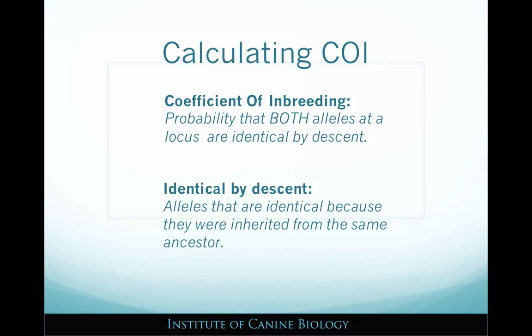Today we're going to talk a little bit about how to calculate the coefficient of inbreeding. And although you're never going to have to do this yourself because most pedigree software will do it for you, it's important to know how it's calculated because that will help you understand what it means. If we go back to the definition of inbreeding that we got from Dr. Olliuk last time, inbreeding is the probability that both alleles at a locus are identical by descent. And by identical by descent, we mean that the alleles are identical because they were inherited from the same ancestor.